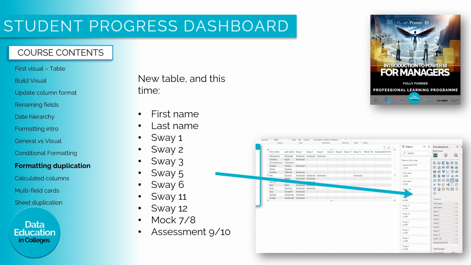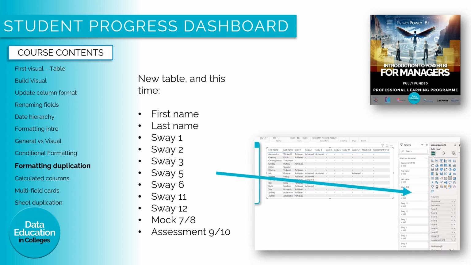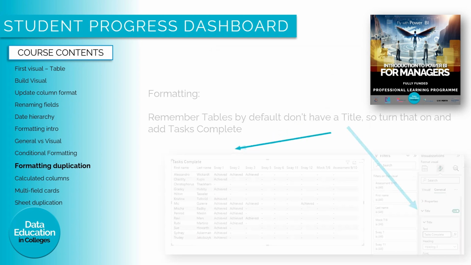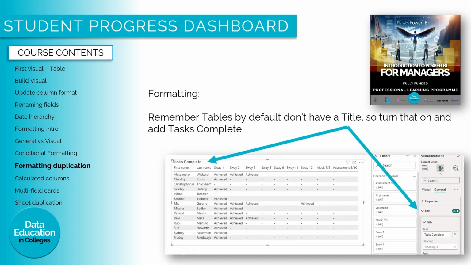Okay, so here, first name, last name, all the sways, and then mock 7, assessment 9, 10. That's just how we do our dashboards. We had all the theory first and then the practical ones at the end. Obviously, for your own students, you pick whichever order you want them. It just kind of makes sense. As I've put there, if they go in the wrong order, you can just drag them around in the build visual. You've got so much control over it. Tables by default don't have a title, so turn that one on and we'll add the title Tasks Complete.